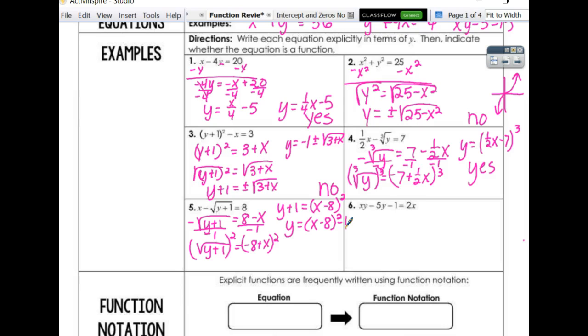So what's different with number 6? The x and the y are together. So which one am I solving for? What variable? Y. So we have to get the y by itself. The first thing we're going to do is move the 1 to the other side. So when I do that, the minus 1 becomes positive 1.